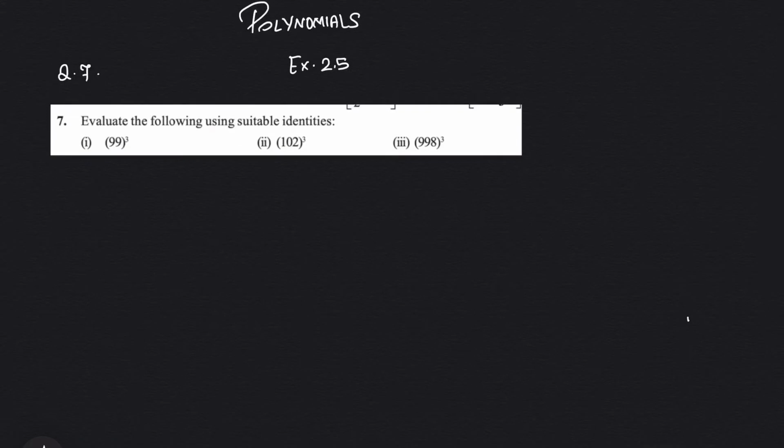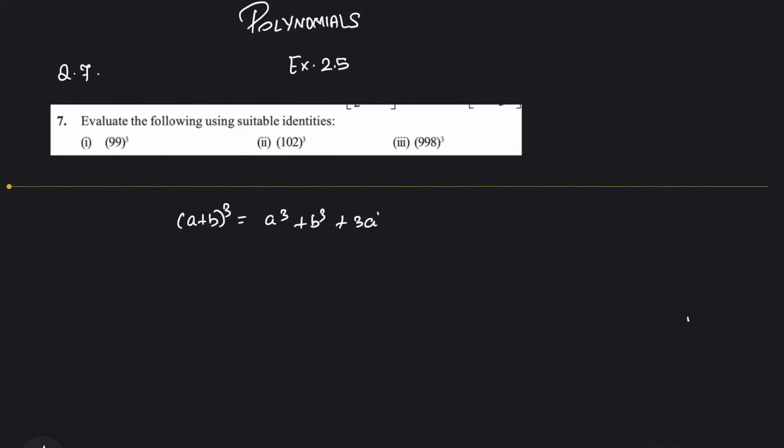So comparing, this is a cube value. So we are using the identity (a plus b) whole cube is equal to a cube plus b cube plus 3a square b plus 3a b square. So using this identity for all three questions.